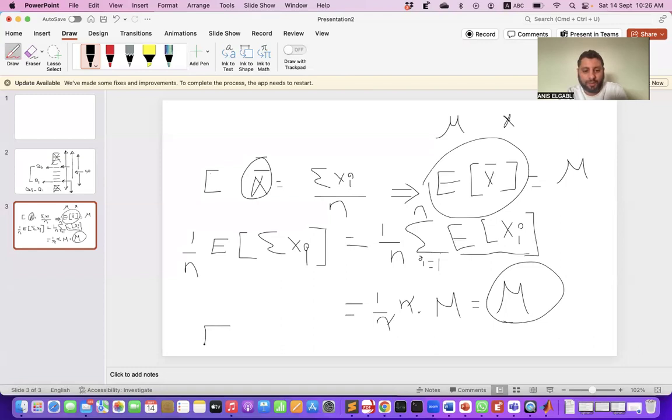In other words, the expected value of the error we make by estimating mu by x bar, the expected value of x bar minus mu, is equal to 0. So x bar is an unbiased estimate of mu because the expected value of the error is equal to 0.